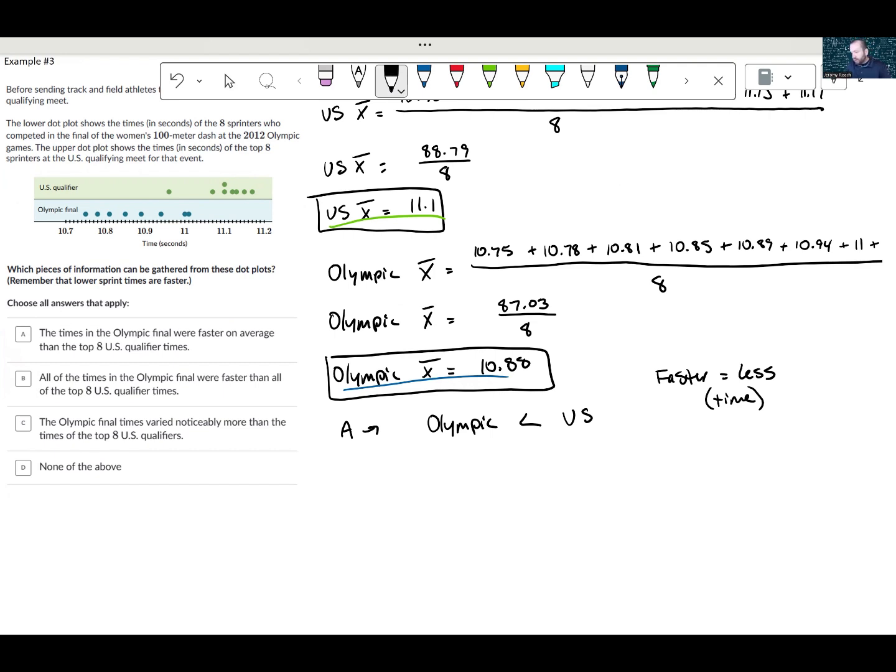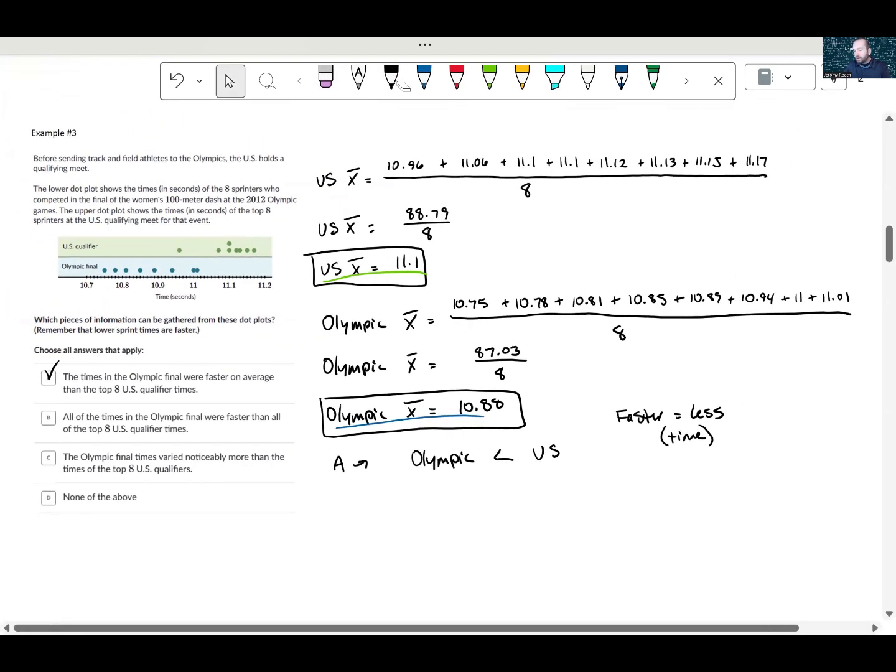So it does look like that's a true statement. The Olympic time is 10.88 on average, and the US average is 11.1. So that is true. Again, just by looking at this, we can estimate the average and we can see that the Olympic times are less than the US times on average just by looking at where our average is. All right, I think we spent a lot of time on letter A. Let's go to B next.